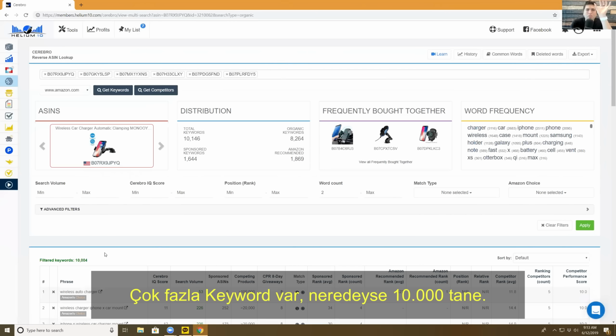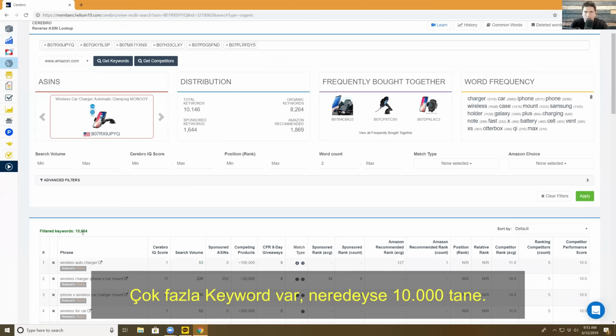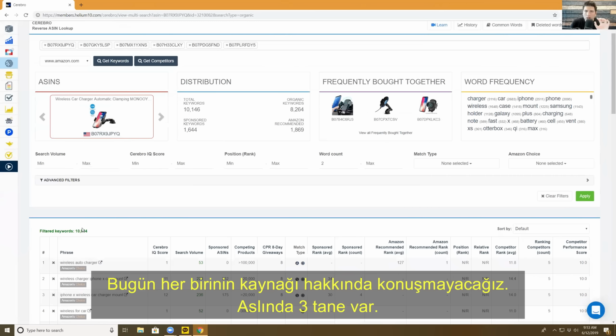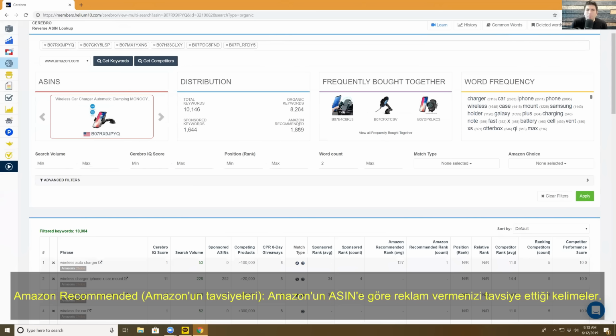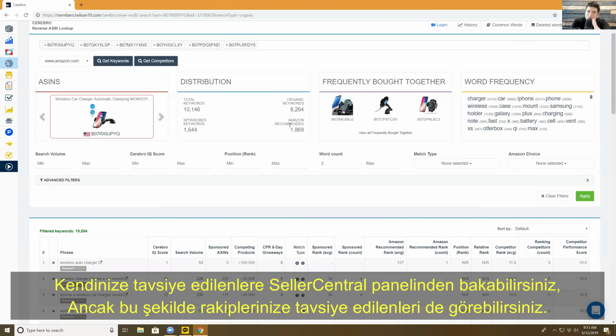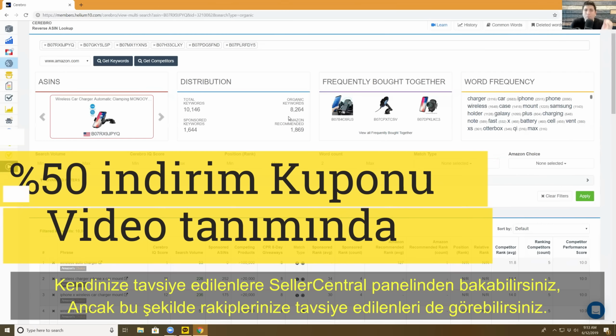Now, this comes up with so many keywords, 10,000 keywords, all right? Today, we're not going to talk about the sources of each one. There are actually 3. There's sponsored product keywords, which means where we have detected them in sponsored ads. There's Amazon recommended. This comes from Amazon, where Amazon gives a score to keywords that it recommends you advertise for per ASIN. You can look at your own keywords for this in your own Amazon account, but this way you can see what Amazon recommends for your competitors as well.